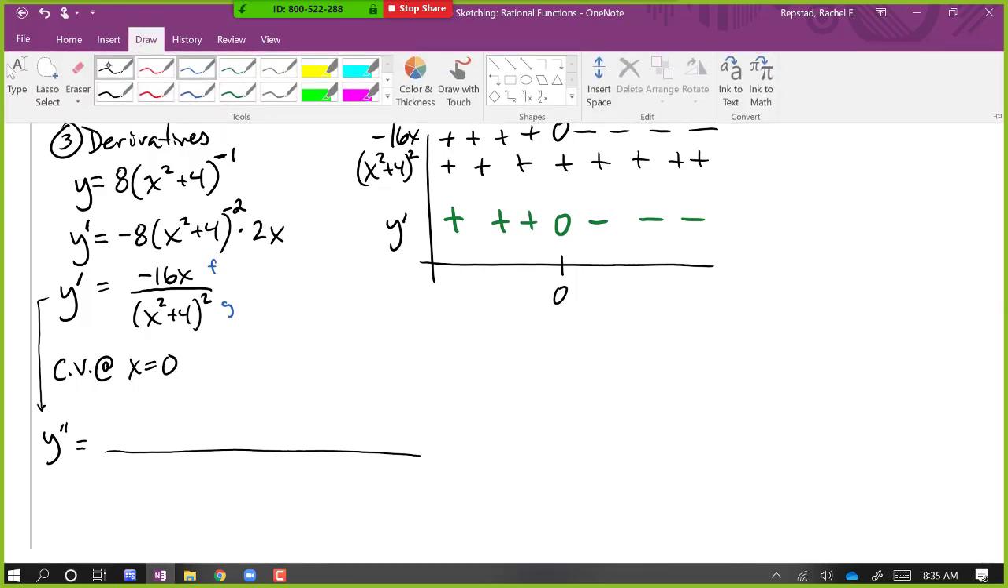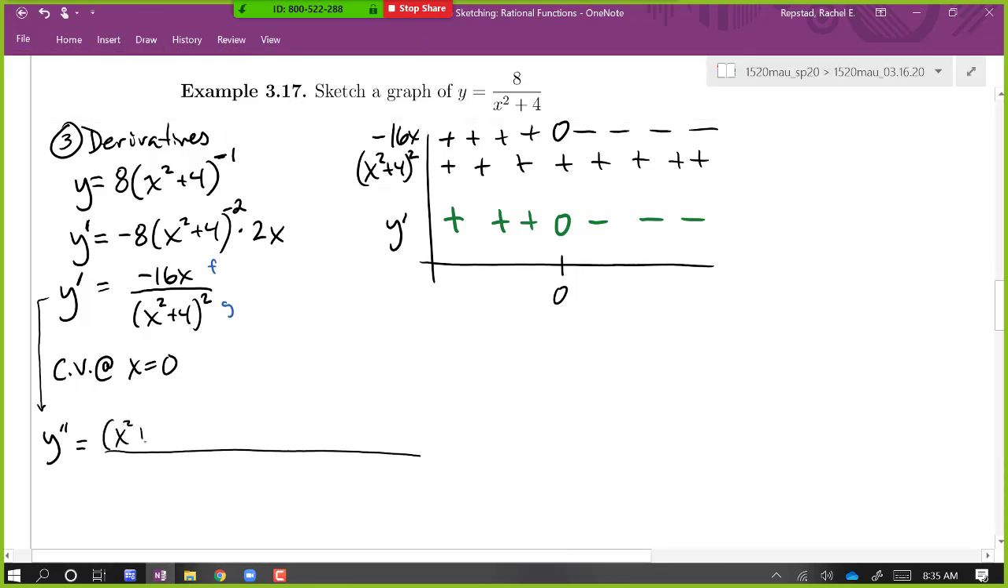So g times f prime. G is x squared plus 4 squared times f prime is negative 16. Then we're subtracting f times g prime. Negative 16x times g prime would be 2 times x squared plus 4 times 2x. And then this is all over g squared. We're squaring the square, so we're going to raise that to the fourth power.